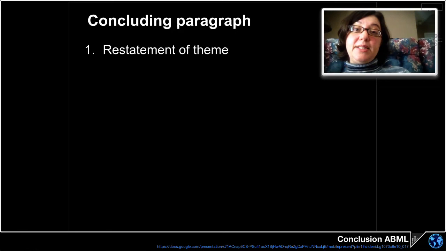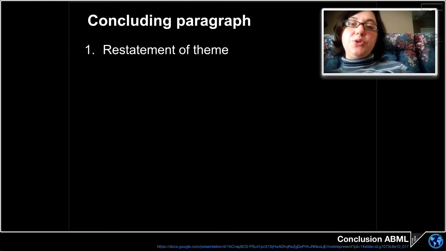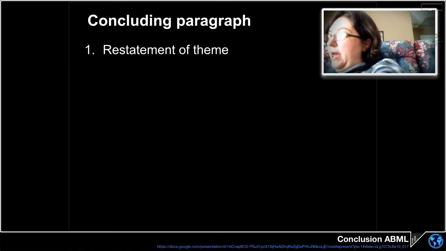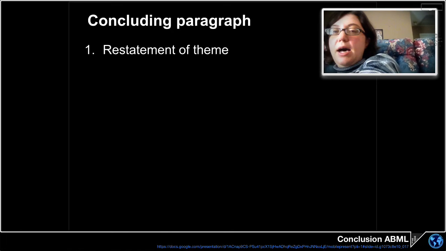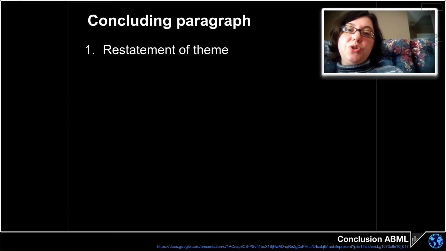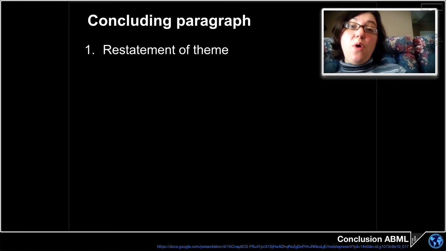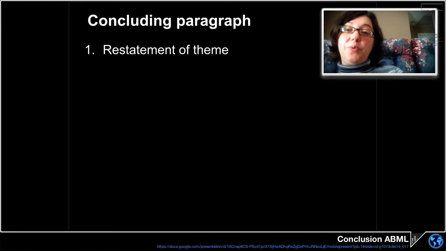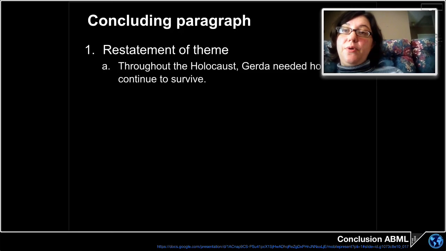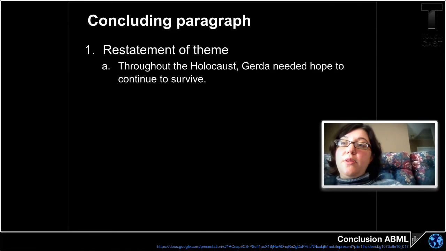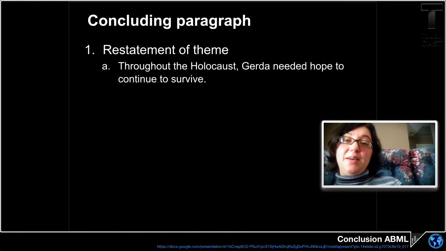One, they restate your theme. You don't want to do things exactly the way that you would in your original introductory paragraph, but you do want to remind the reader what it is that you're arguing about. So here's an example. Throughout the Holocaust, Gerda needed hope to continue to survive. You don't want to have this be exactly your thesis statement, but when you restate your theme, you go ahead and remind the reader what you're arguing.